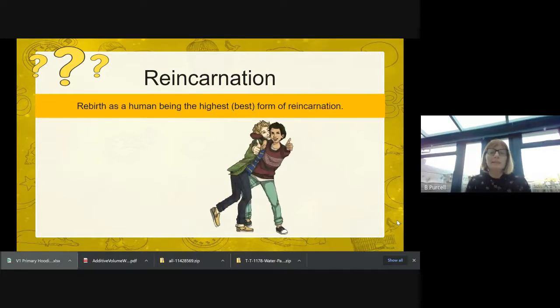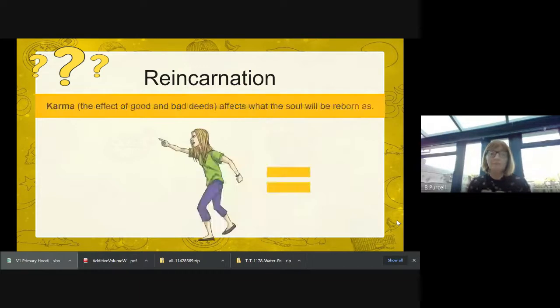Rebirth as a human being is the highest, best form of reincarnation. So you might have almost lived your good life, but not quite got there. Then your rebirth will be as a human again, but it's considered the highest, the best form of reincarnation. So if you don't quite make it to the place within the religions that brings you emancipation, then the best form of reincarnation is as a human.